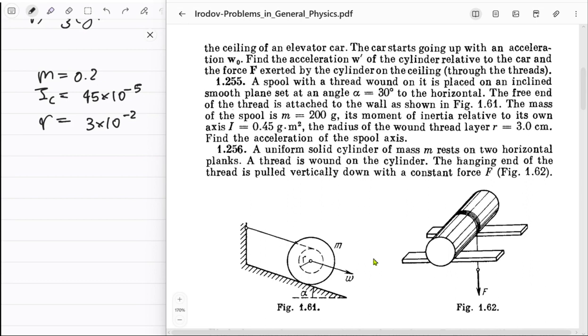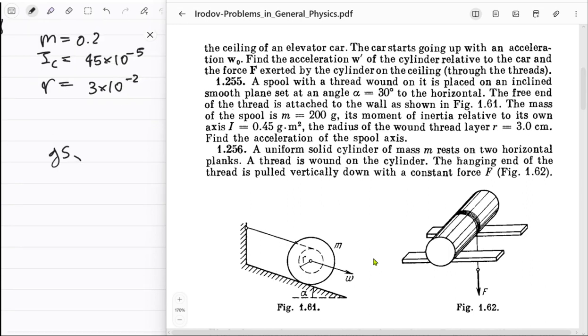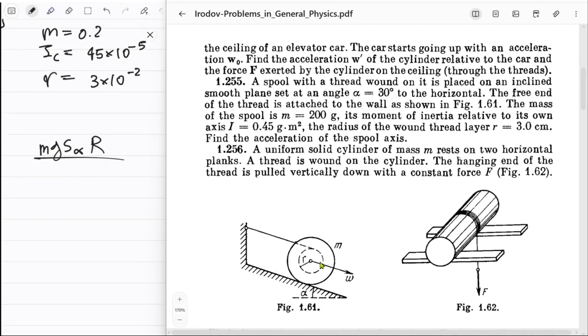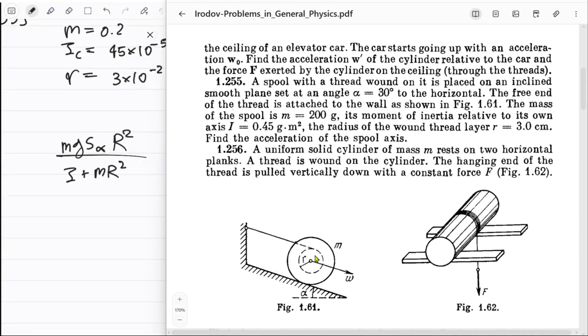So you've got g sine alpha, in this direction. So mg sine alpha, and that times R is the torque, upon the inertia about this point. About this point, what is the inertia? We don't need that, because you already gave us the inertia about the axis. So just do I plus mr squared. Perfect. This is about angular acceleration, so multiply by r. There you go.